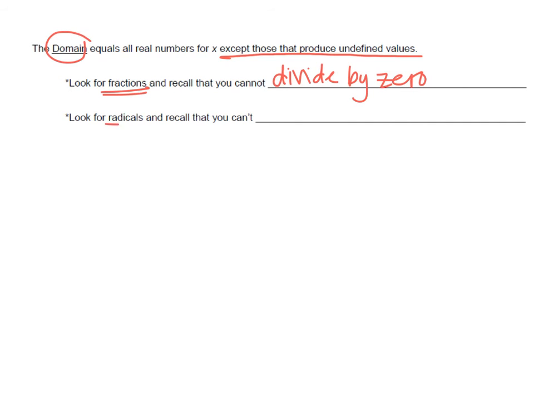Another thing you want to look out for are radicals. Those are your square roots. And recall that you can't take the square root of a negative number. So that's something else that we're going to look out for when we want to avoid those undefined values: fractions and radicals.